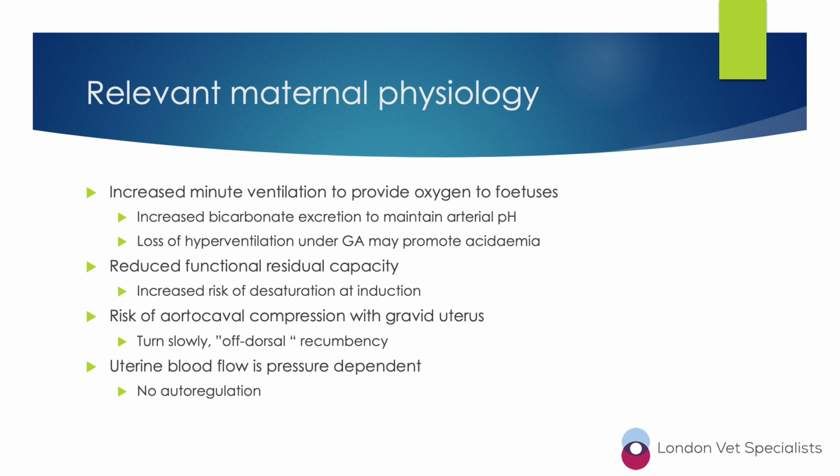And it's important to remember that uterine blood flow is pressure dependent, so compared to the kidneys, which can maintain a normal blood flow over a range of values, the uterus blood flow is completely pressure dependent. So if we have hypotension, we're likely to have reduced uterine blood flow.